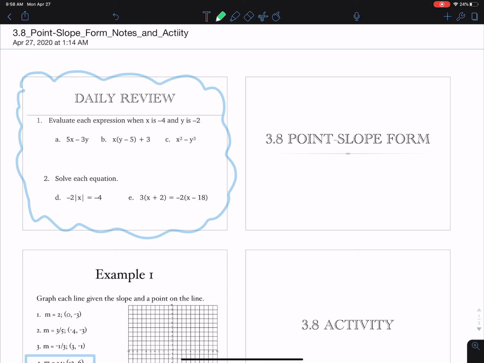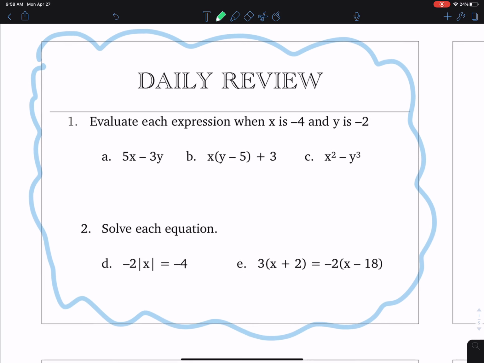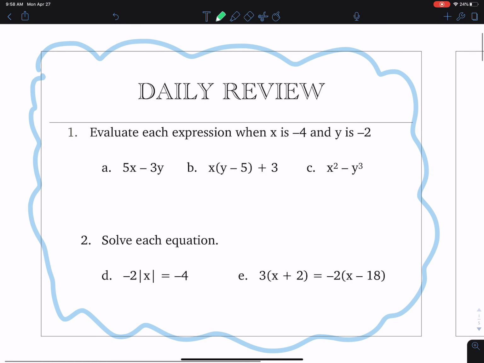Okay, so today we're going to do 3.8, which is point slope form. First thing, make sure that you do the daily review. So for A, B, and C, you have an x value of -4 and a y value of -2. So make sure that you substitute them in for x and y, and then simplify until you have one single constant.